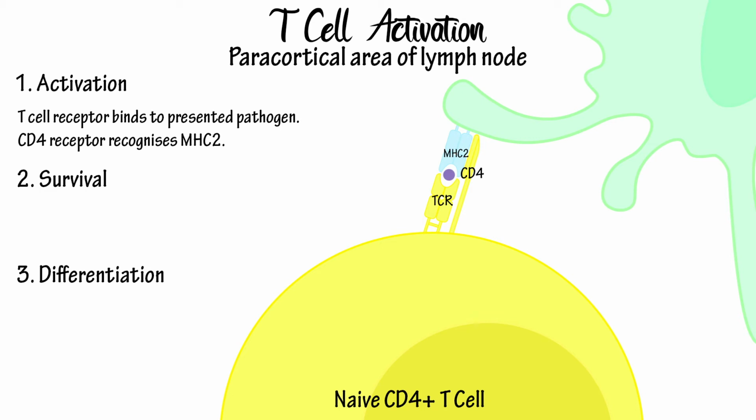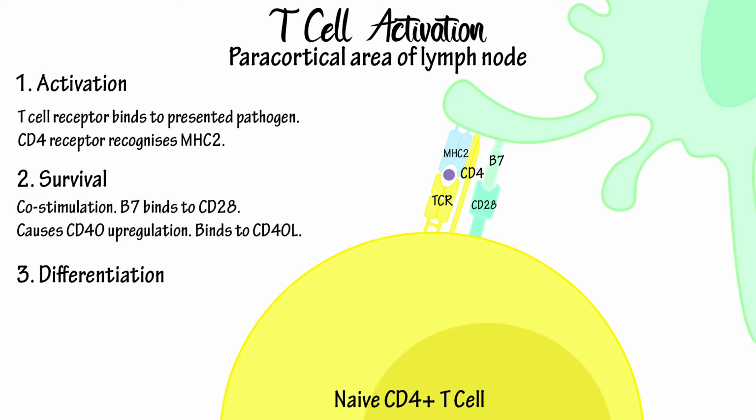The survival signal is when the co-stimulatory molecules from the dendritic cell bind onto ligands from the T cell. So we already have the B7 proteins from the dendritic cell. They bind onto CD28 on the T cells. This causes more co-stimulatory molecule upregulation. The one for dendritic cells is called CD40, and this binds onto CD40L, or ligand, on the T cell. This signal means the T cell is encouraged to survive.